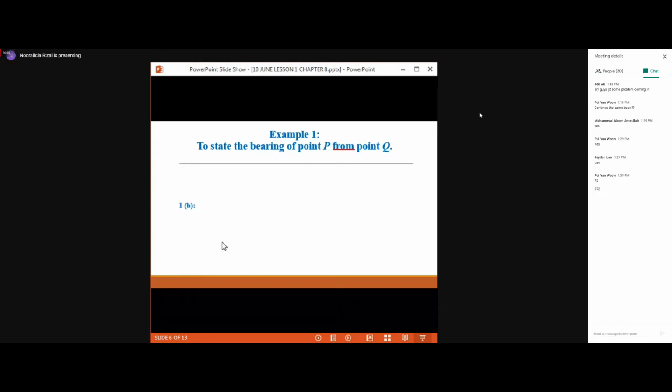Okay, second one. Still the same question, meaning finding the bearing of point P from point Q. So this is now your diagram. Look at this. Copy it down. This one I will explain. How do you get this?